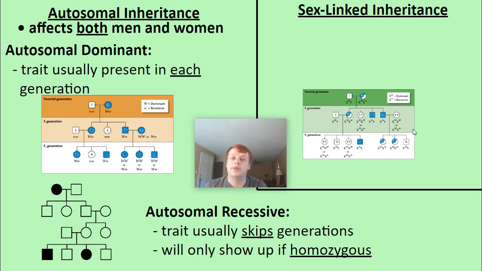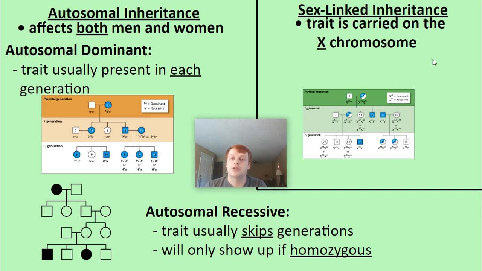And then finally, if you see a pedigree where the trait is inherited mostly by men or only by men, like if we look at this one here, these guys have it, these women don't, but they can pass it on to their children. So no woman has the trait, they're just carriers for it, these men do. Then that's a pretty good indicator that it is sex-linked inheritance.